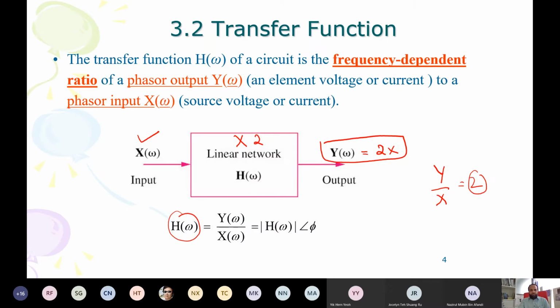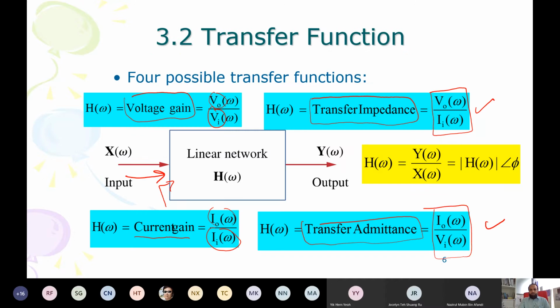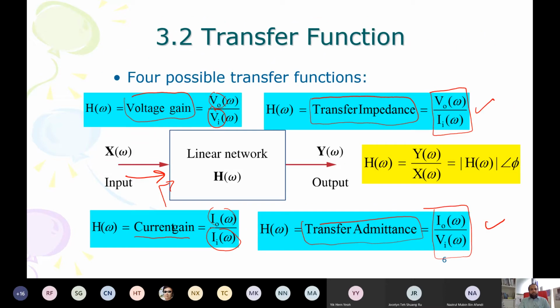So this is the basic definition. We're talking about the magnitude and phase of the transfer function. A transfer function could be anything: voltage upon voltage, current upon voltage, or current upon current. It could be anything, but it has to be output upon input.